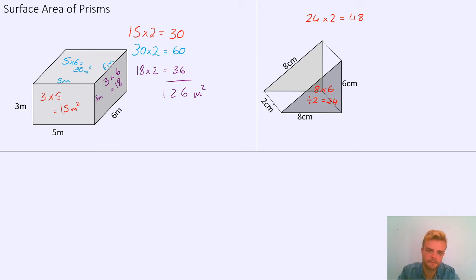Next we'll do the bottom. Now the bottom is 2 centimeters deep and 8 centimeters wide.